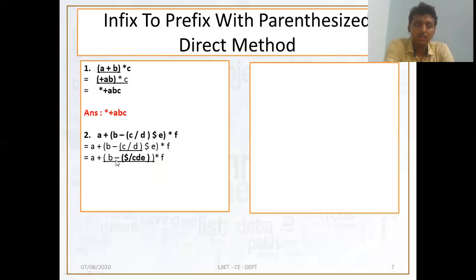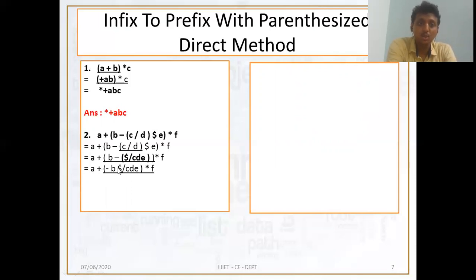Now again we need to solve plus, minus and star. We need to solve minus because the whole equation is in the bracket. So solve B minus dollar division CDE: combine B and dollar division CDE, put minus before B. Okay, so it becomes minus B dollar CDE. Now we have A plus star F.